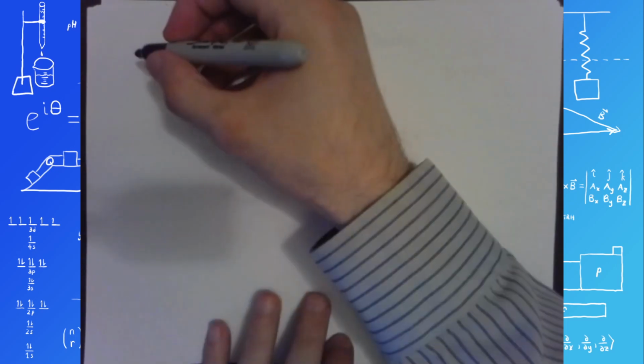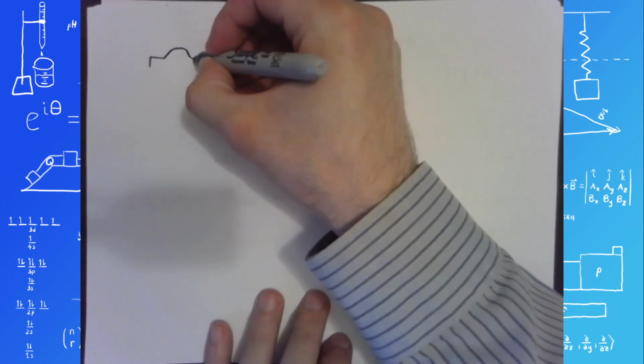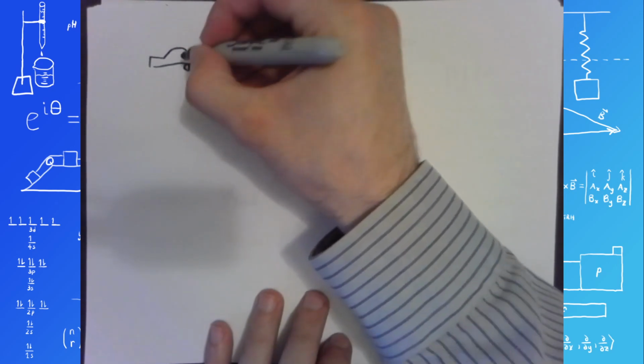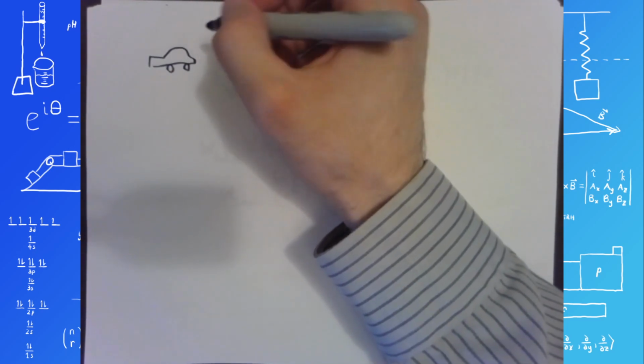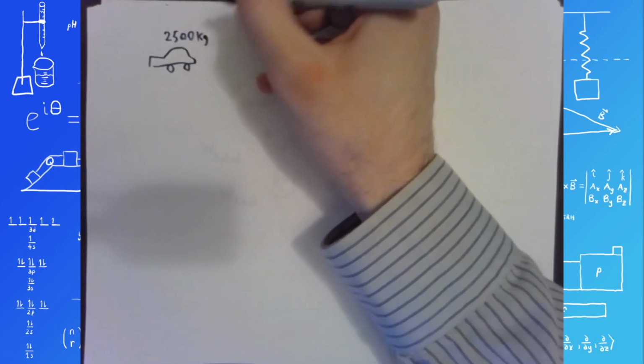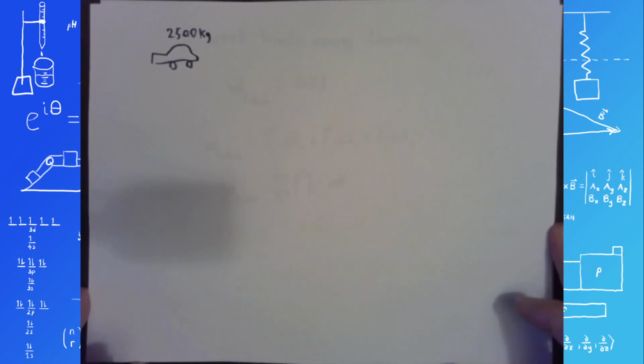Okay, how about this one, which says a mechanic pushes a 2.50 times 10 to the 3 kilogram car, so 2,500 kilograms. That is not a very good looking car, but let's pretend that thing is a car. And this thing is 2,500 kilograms. And it's pushed from rest to a speed of v.